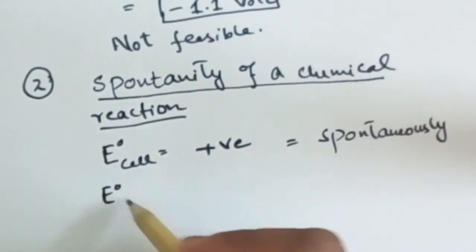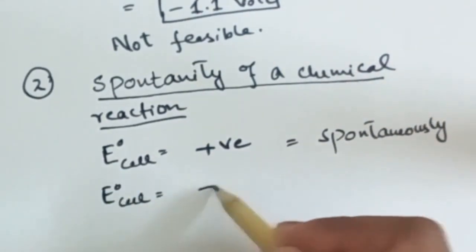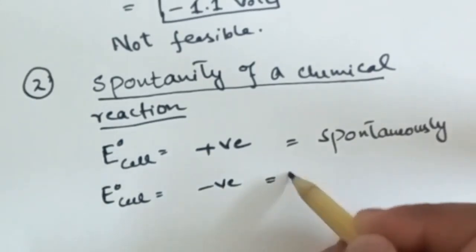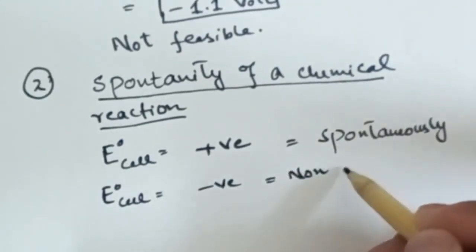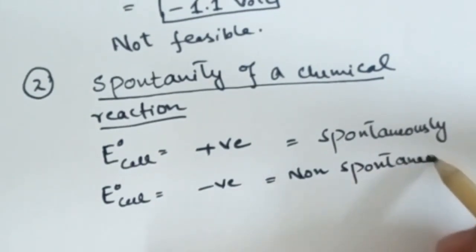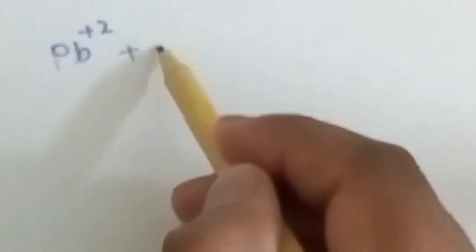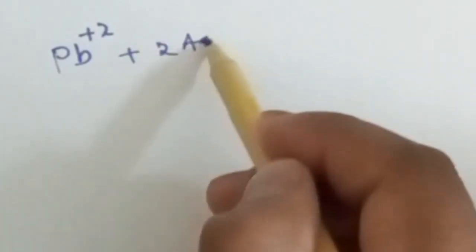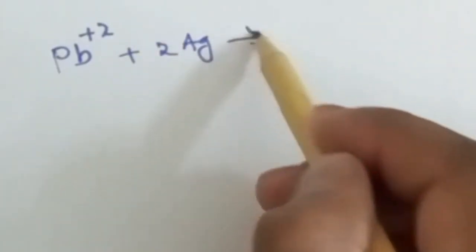And if the cell potential is negative, then such reactions will be non-spontaneous reactions. Lead and silver.